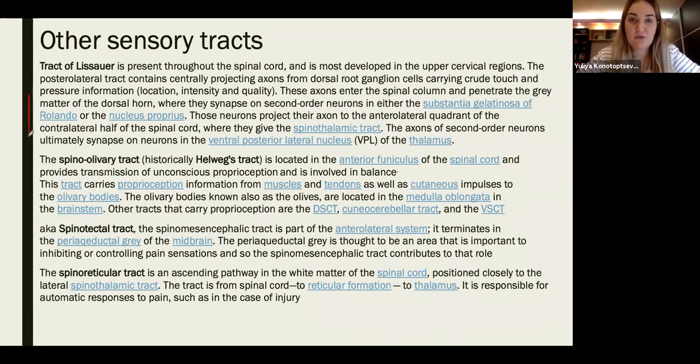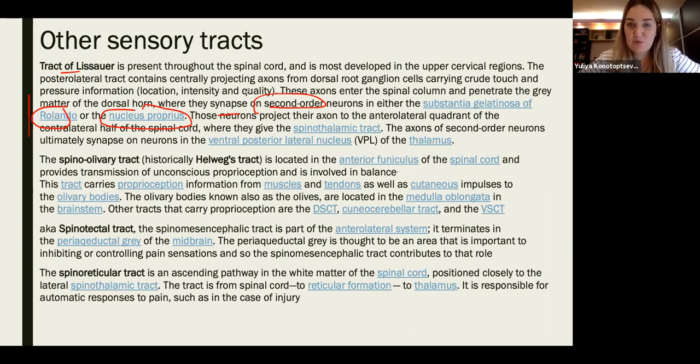Let's take a look at this part. So the tract of Lissauer, these are additional sensory tracts that we're talking about. Tract of Lissauer, we have talked about it. It possesses axons of the sensory neurons. These axons are going to be synapsing with the second order neurons that are located in the substance of Rolando, in the substantia gelatinosa or lamina number 2. Nucleus proprius, as you remember, was lamina number 3-4. So this is where it synapses. That's the most important part there.